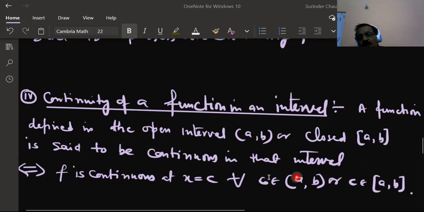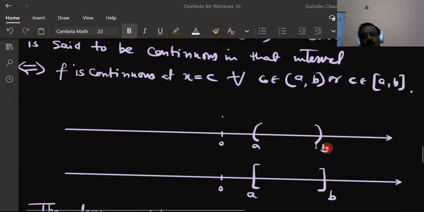So if a function is continuous at every point between a and b, excluding a and b, then the function is continuous in the open interval. If the function is continuous in the open interval (a, b) and has left continuity at b and right continuity at a, then the function is said to be continuous in the closed interval. So open interval means all the points c can take values from a to b, excluding a and b, and in the case of the closed interval, c can take all values from a to b, including a and b. Continuous at every point.